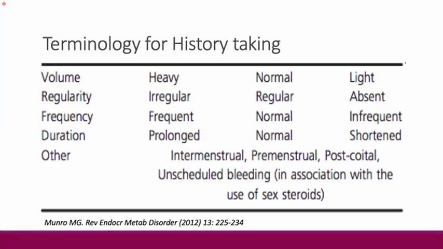Usually it's called that with sex steroids. When somebody is on an oral contraceptive pill or any pill, you are supposed to get a period on the dot every day. So if you get a period without any schedule, since we can control our periods, if it comes on a day that you are not expecting, we call it unscheduled bleeding. So these are the terminologies that we use now. Mainly volume, regularity, frequency, and duration are the important ones.